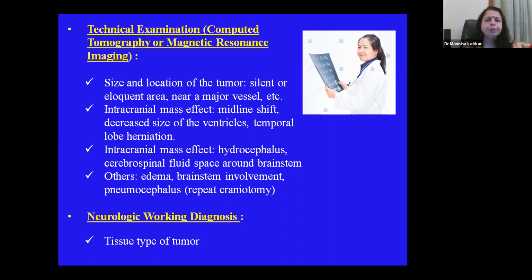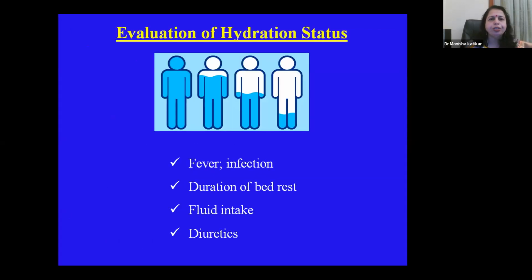If the tumor is a CP angle tumor, then involvement of lower cranial nerves might occur. The patient may have a poor cough reflex at the end of the surgery, and you need to maintain or ventilate the patient in the post-operative period because of lower cranial nerve palsies. So this kind of evaluation is very important, and this must be discussed with the neurosurgeon as well as the neuroradiologist.